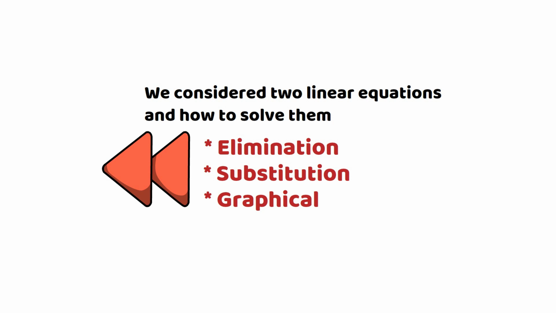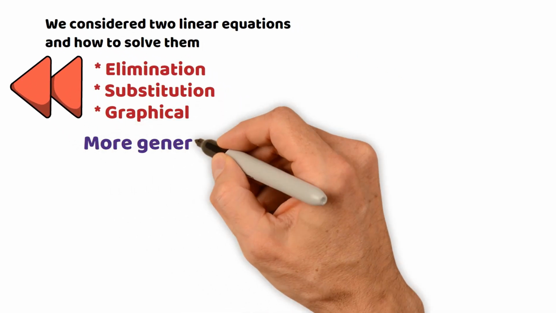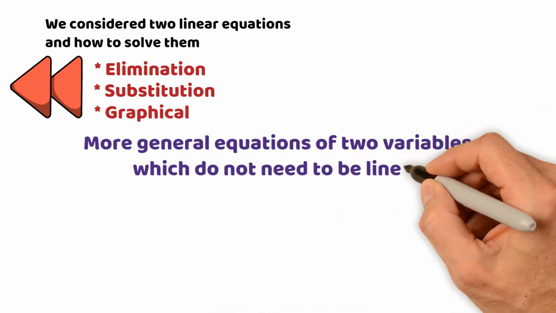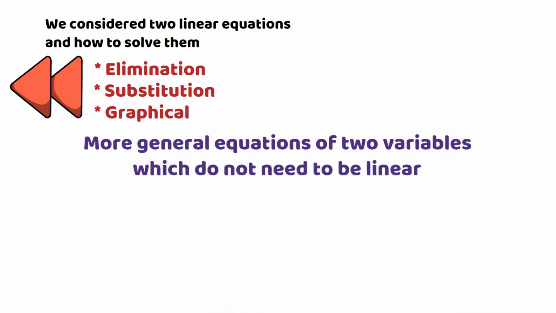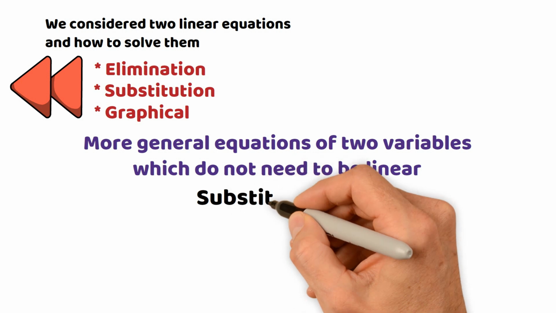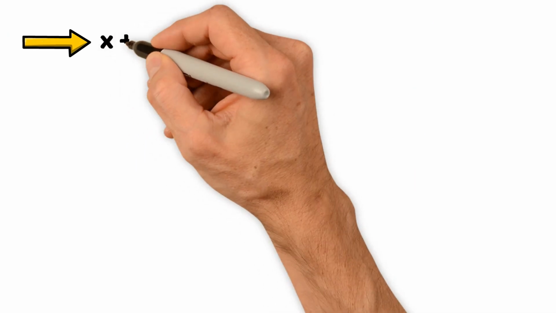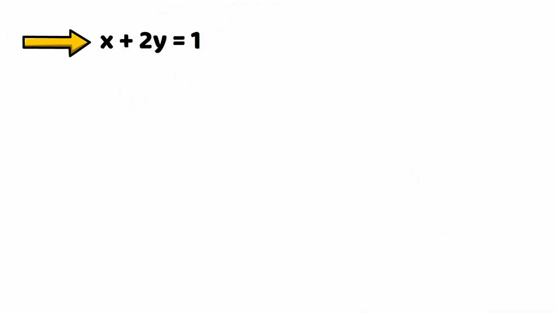their intersection. In this class, we'll consider more general equations of two variables that do not necessarily both need to be linear. For more general equations, there's no elimination method that's useful for solving them, so instead we're going to have to use the substitution method or the graphing method, or both. Suppose we want to solve two equations, x plus 2y equals 1 and y equals x squared. We'll use the substitution method here.